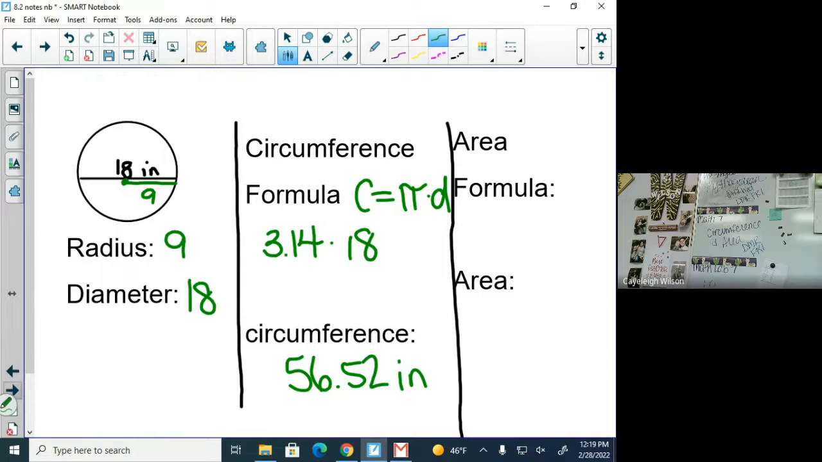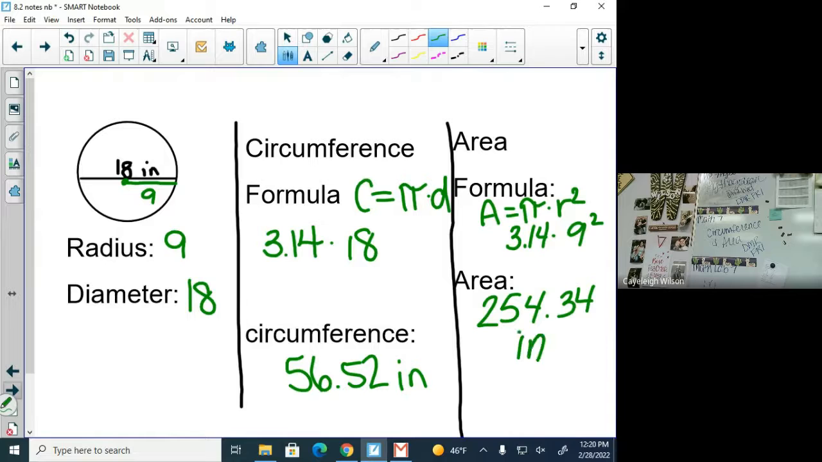And then the last one is area. I know that area formula is pi times radius squared. So I'm going to do 3.14 times what? 9 squared. 254.34, and that one would be inches squared.